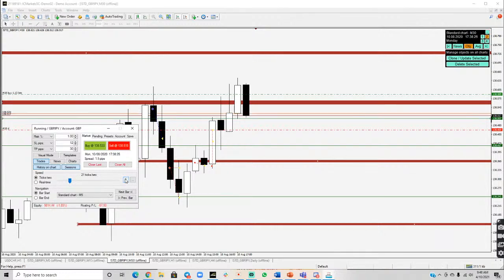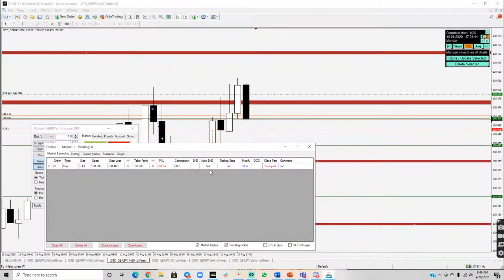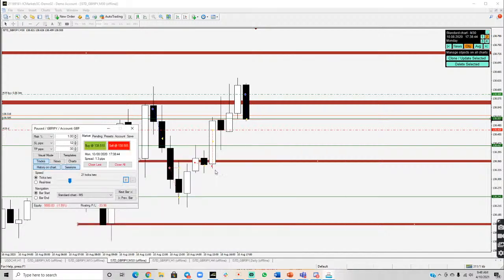So I think if we start to break the low, yeah. Yes, I think if we start to break here, it makes sense to close 50% of the position. Again, this is called risk management.